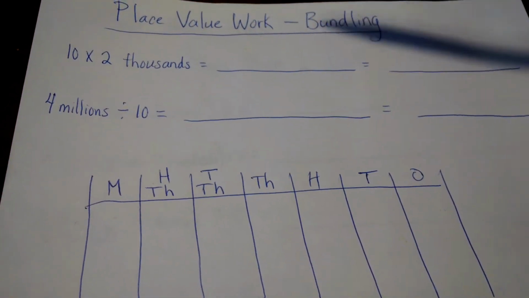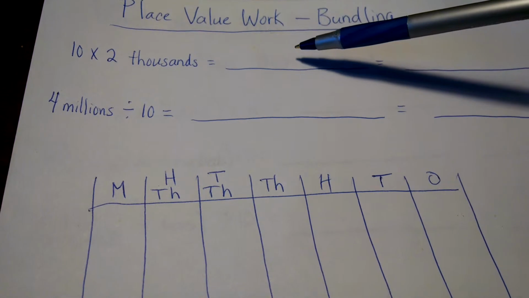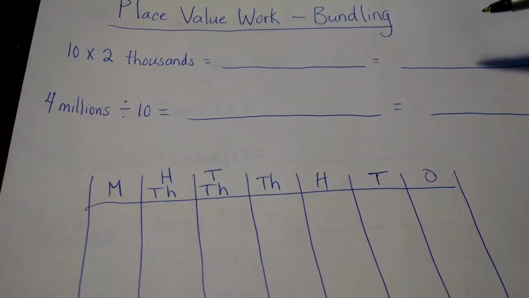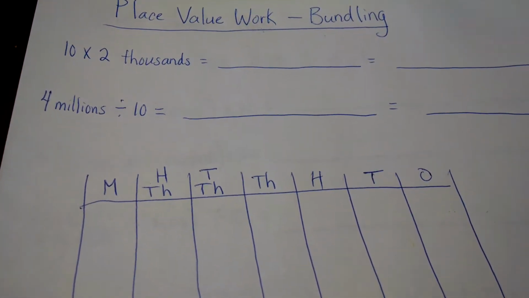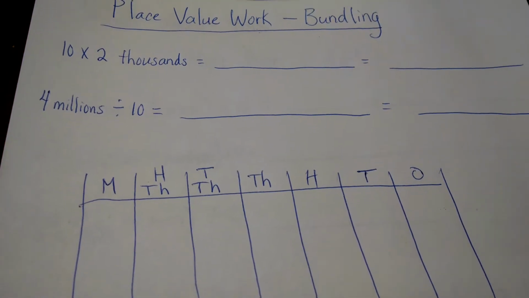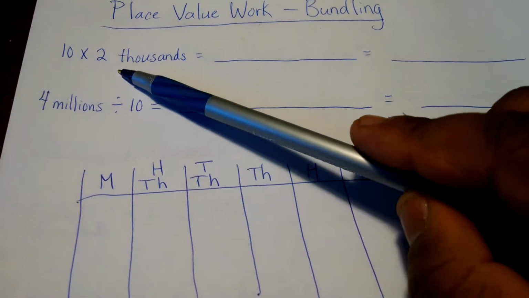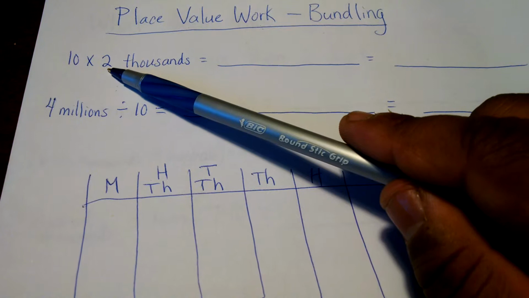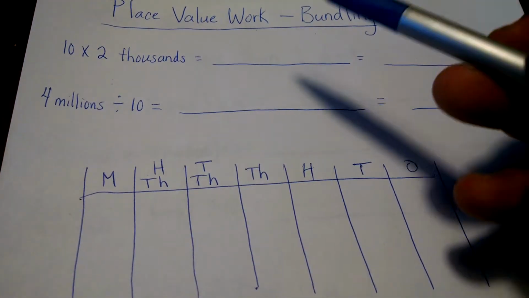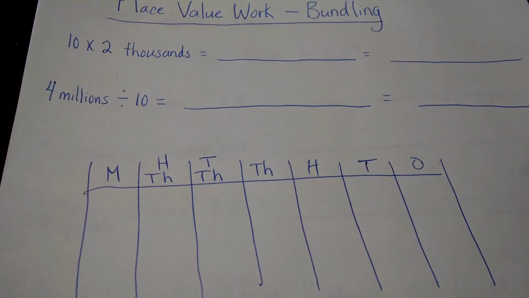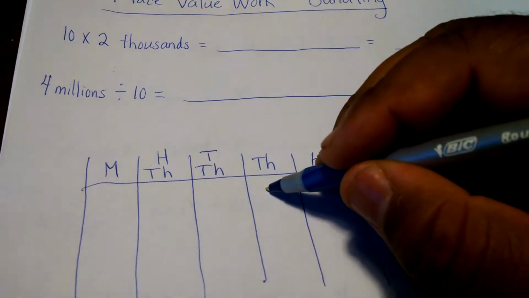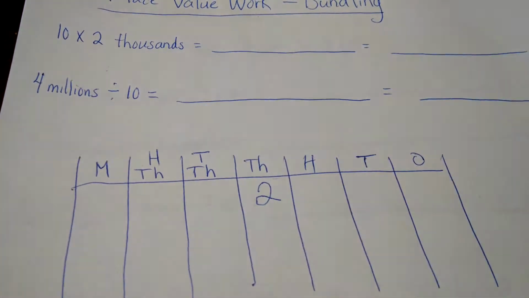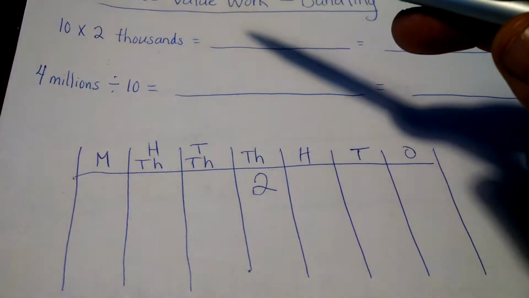So here are some review questions that we started out with. Let's try to do some of these together so you get the understanding, because you can actually bundle when you have more than just one digit. Right here we have just one digit, the 2,000. So 10 times 2,000. Our digit is 2, so that goes into the thousands place, and I'm multiplying it by 10.